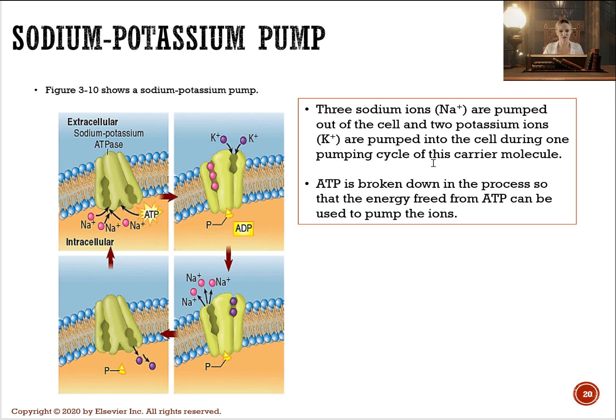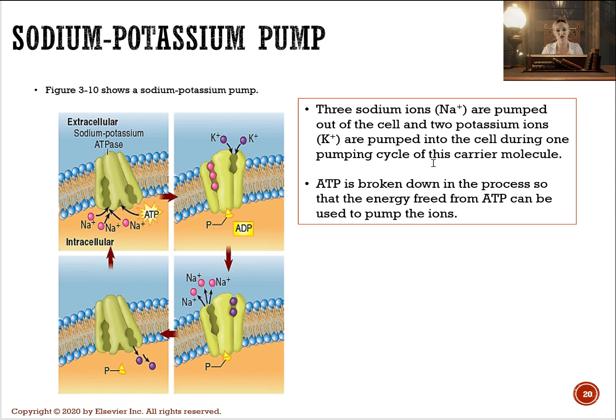And if you notice, we have got these little things happening. You can see where that ATP is, and that's that burst of energy. You can see that ADP. So let's kind of talk about this a little bit. The 3 sodium ions on the upper left are pumped out of the cell, and 2 potassium ions are pumped into the cell during one pumping cycle of this carrier molecule.